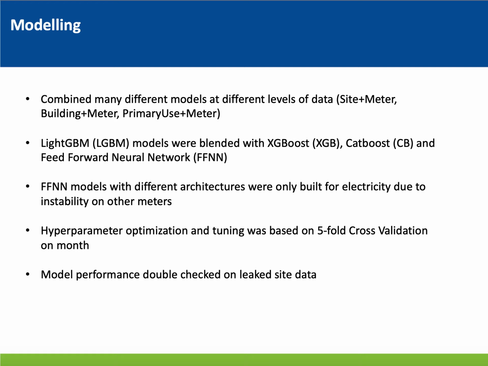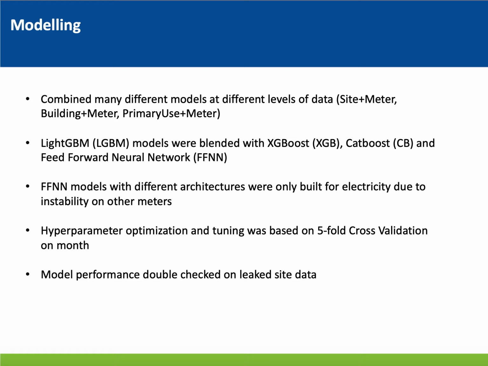The feed-forward neural network models were built only for the electricity meter. We found that we were not able to get good architectures of the neural network for the other 3 meters, which is steam, chilled water, and hot water.